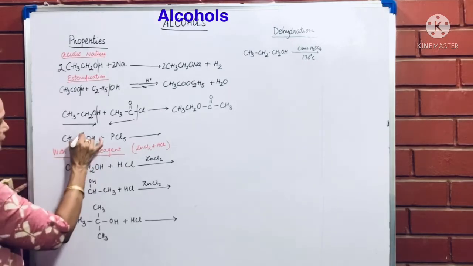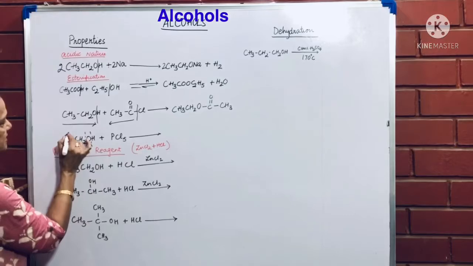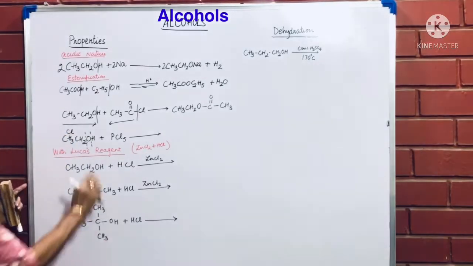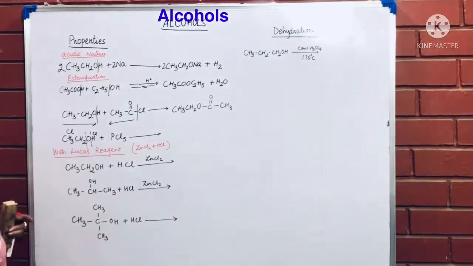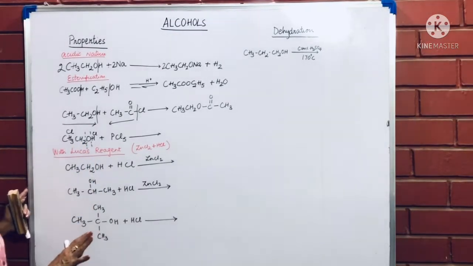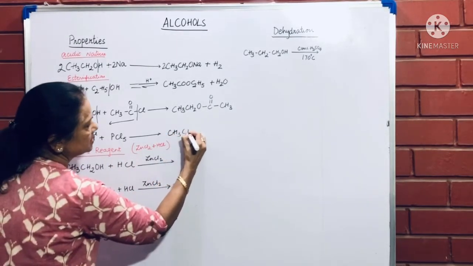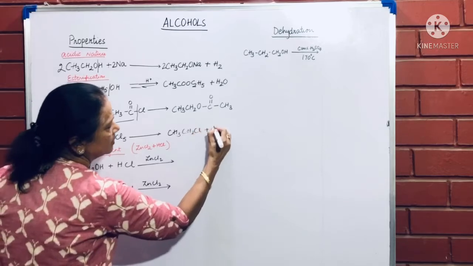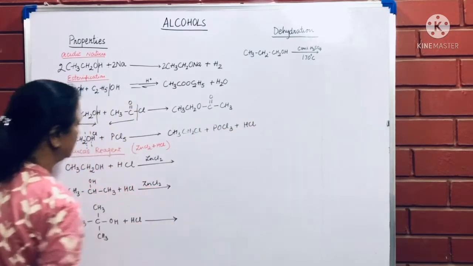Now in this compound, we've done this reaction earlier, divide it into three parts. One Cl gets attached here, another Cl gets attached on this side. In the center is POCl3, which is a constant product whenever alcohols react with PCl5. So CH3CH2Cl plus POCl3 plus HCl.